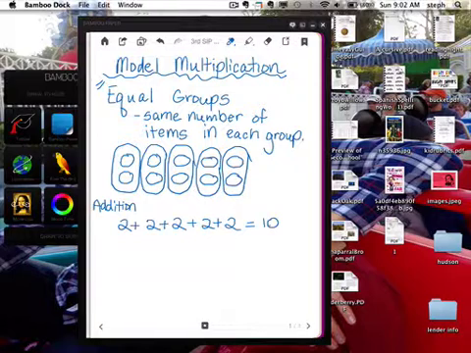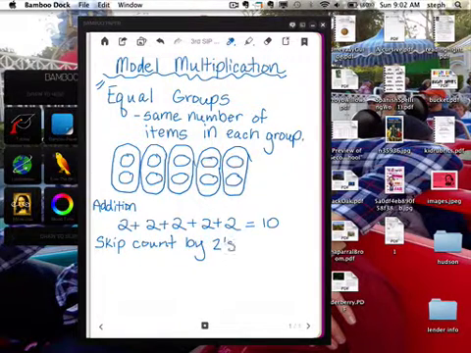I could do this by skip counting too. So I could skip count by 2's. So I'm going to write skip count by 2's. So I could go 2, 4, 6, 8, 10. Still 10 apples. Now I'm going to show you how to write it as a multiplication problem.